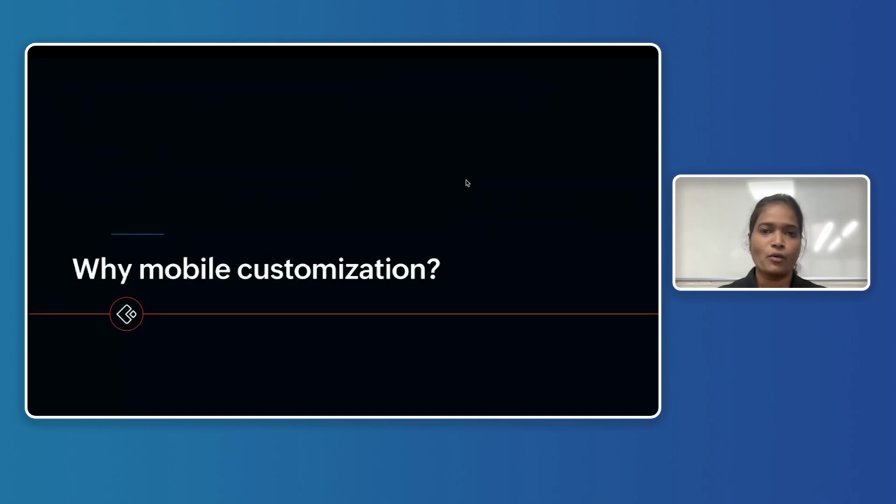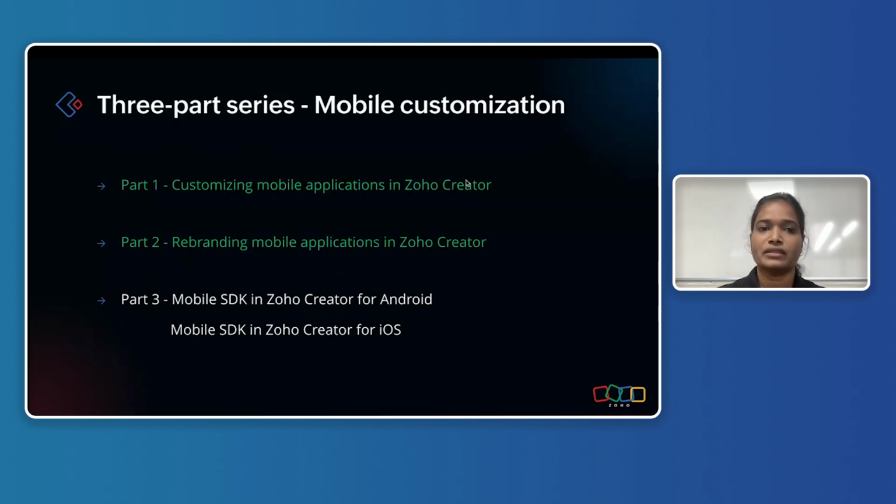So, keeping all these pointers in mind, we have come up with this mobile customization series, and we all know that part one was on customizing the mobile applications in Zoho Creator, and part two was about rebranding the mobile applications in Zoho Creator, which was for both Android and iOS. Part 3 has been segregated into two sessions, where in today's session we'll cover the mobile SDK in Zoho Creator for Android, and next week we will be covering mobile SDK in Zoho Creator for iOS.